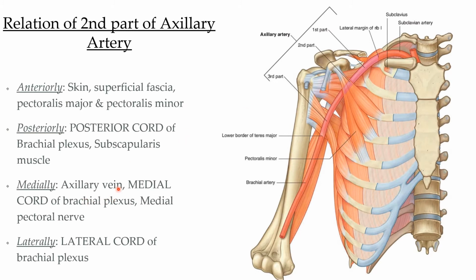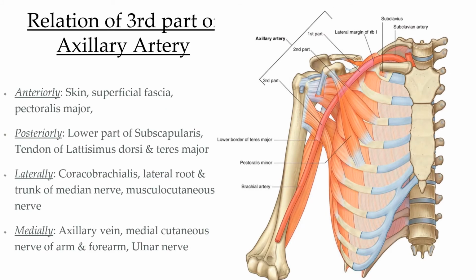Medially, the second part of axillary artery is related with the axillary vein, which we talked about in the previous slide. Along with the axillary vein, it also has the medial cord of brachial plexus, medially related, and a branch, medial pectoral nerve. Laterally, the second part of axillary artery is related with the lateral cord of brachial plexus.